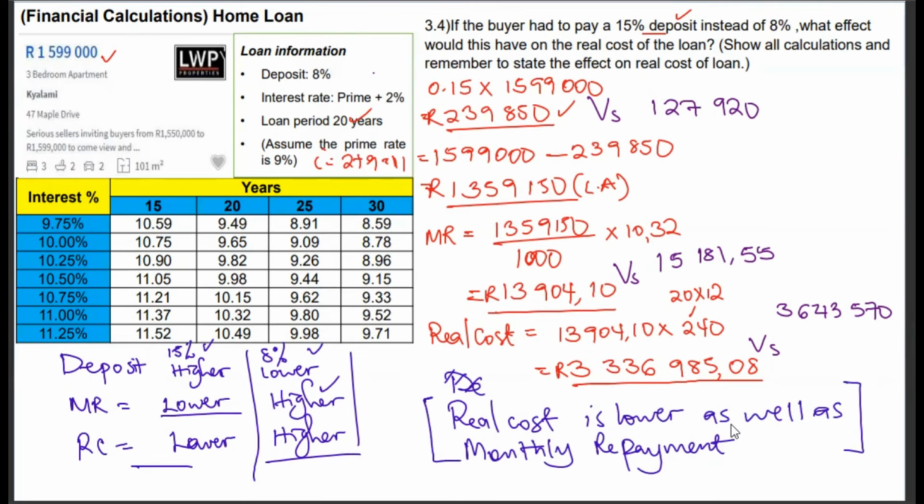In the future, you will see that even the lower the years, the higher the monthly repayment, the lower the interest. The lower the period, the higher the monthly repayment, the lower the interest. But the bigger the loan period, the lower the monthly repayments and the higher the interest. We shall see that as we go on. Thank you very much.